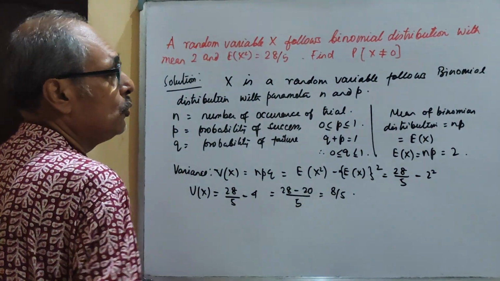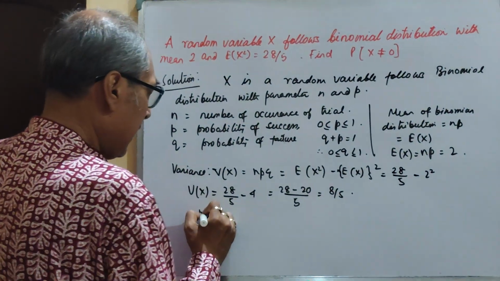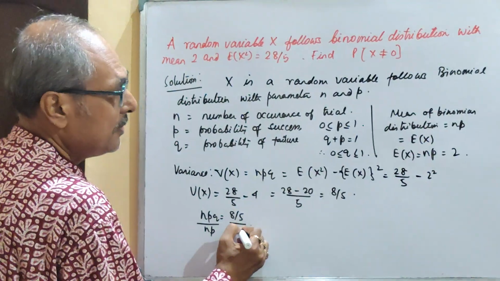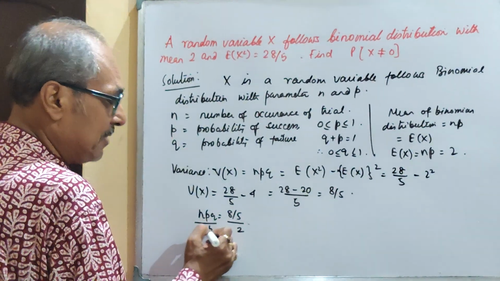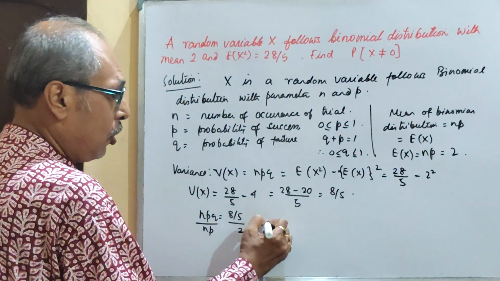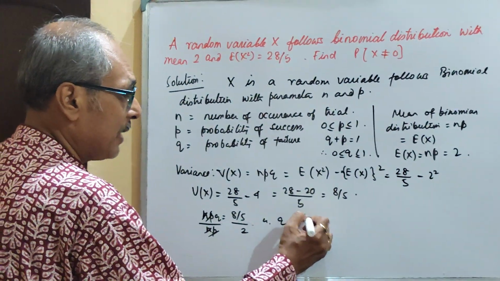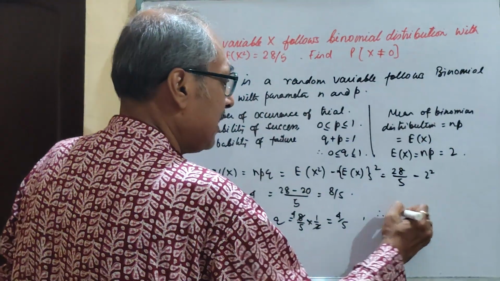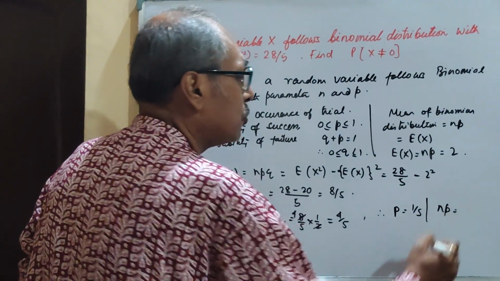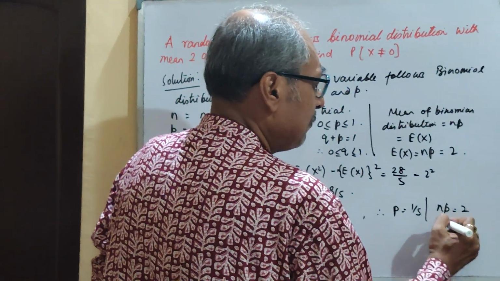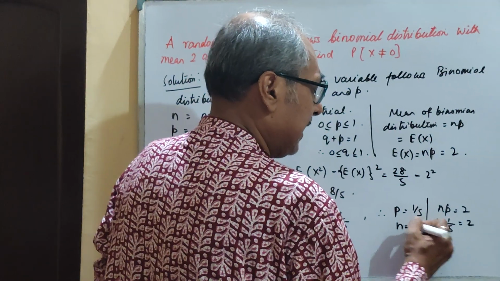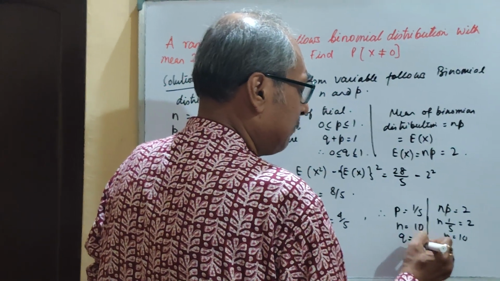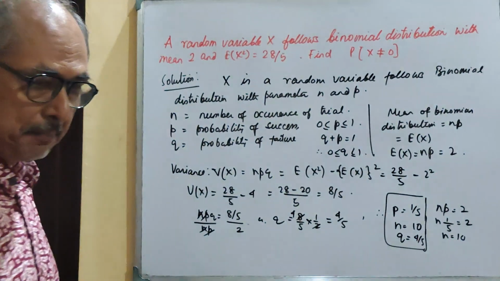Now npq is 8 by 5 and np is 2. We divide npq by np equals 8 by 5 by 2, so q equals, np gets cancelled, 8 by 5 into half, that is 4 by 5. Therefore p equals 1 by 5. Now np equals 2. We put the value of p, 1 by 5, so n into 1 by 5 equals 2. Therefore n equals 10. p equals 1 by 5, n equals 10 and q equals 4 by 5. These are the parameters of the binomial distribution.